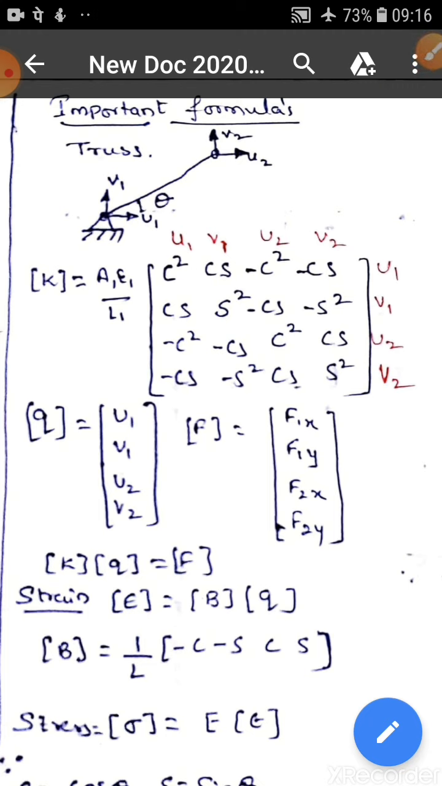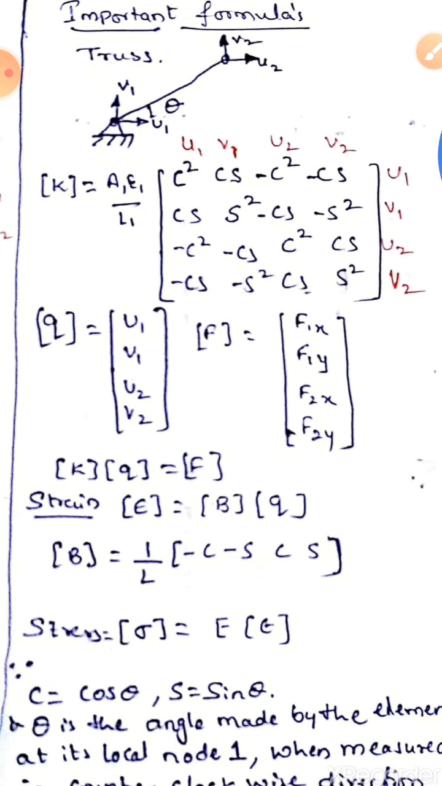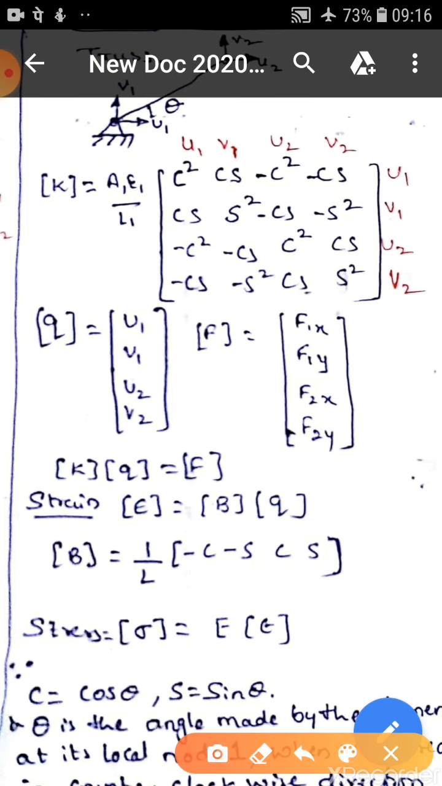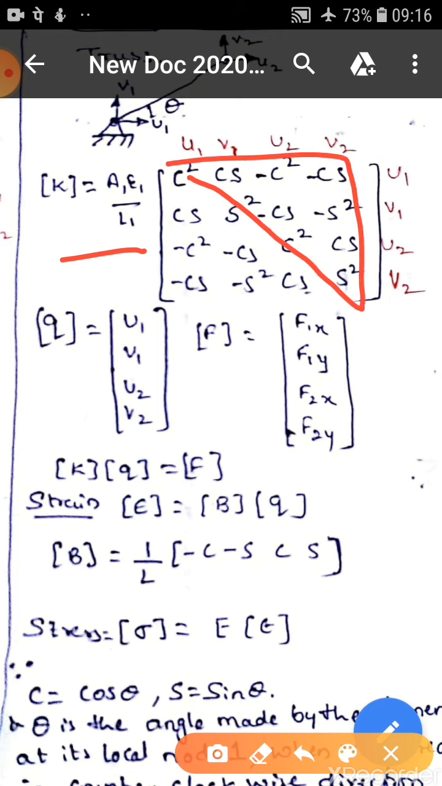Next, what is the stiffness matrix for this one? The stiffness matrix for this truss element is K equal to AE by L, and instead of the [1, -1; -1, 1], we have C square, CS, C square, CS and so on. How to remember it? We have to remember the upper triangular matrix only, since it is a symmetric matrix.